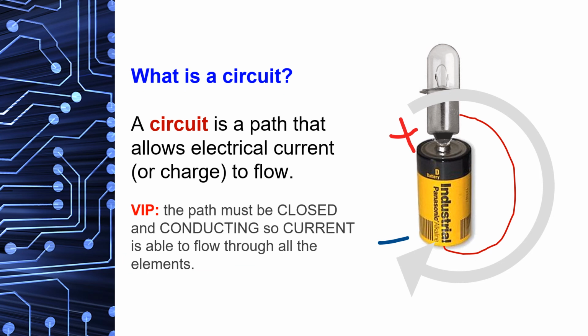So what is a circuit? A circuit is a pathway that allows current or charge to flow through it. And in order for that current or charge to flow, we have to have a conducting pathway. And that pathway has to be closed. That means you have to be able to go from the positive side the whole way around to the negative side of the power source and come right back in.